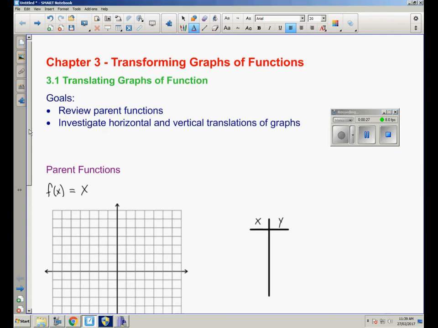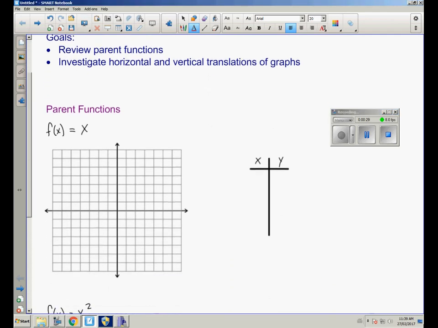So before we get into the translations, I just want to go through the parent functions. First parent function that you'll probably recognize is f of x equals x. This is our linear function. So if we want to draw a linear function where y is equal to x, we can come up with a table of values. We can come up with a few points.